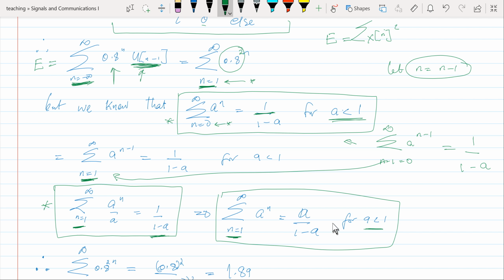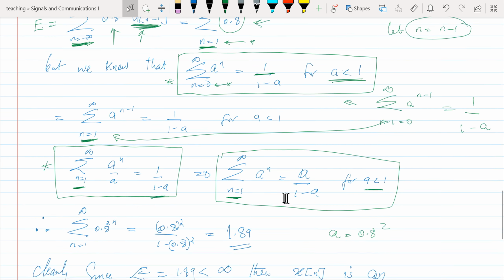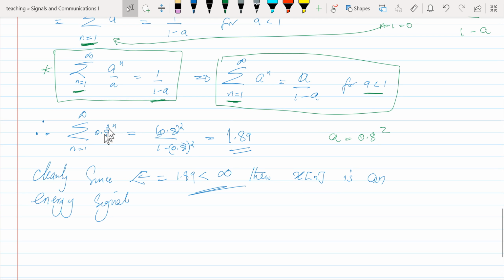Now that we have expressed our identity in a form similar to our equation, so that the limits are actually the same, we can simply say that our a is equivalent to 0.8 squared, so that we are left with the power n alone. That is what I have done here. And therefore 0.8 squared over 1 minus 0.8 squared becomes 1.18, and that says that our energy is less than infinity.